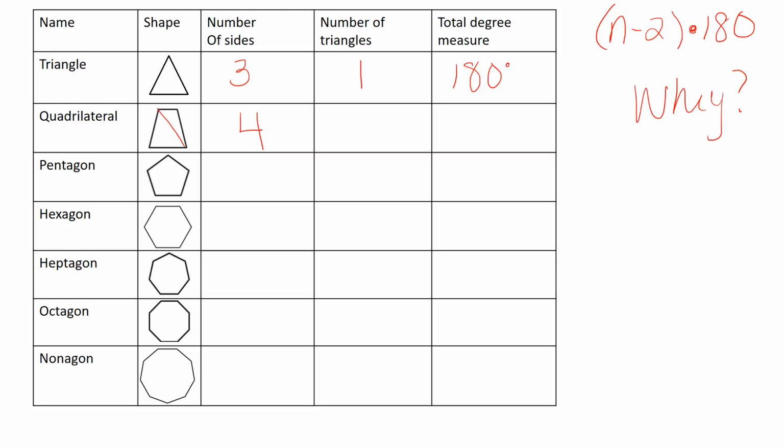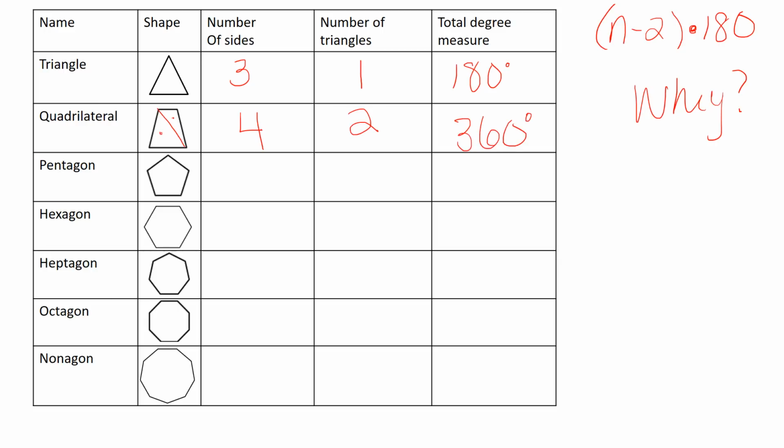So for a quadrilateral, I'm going to actually have 2 triangles. So then my total degree measure is going to be 180 times 2, which would be 360 degrees.